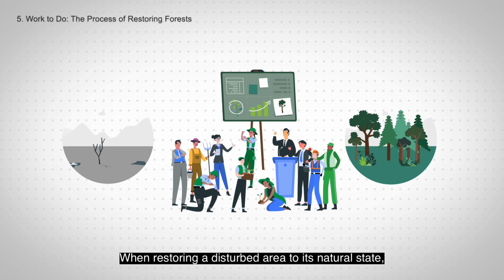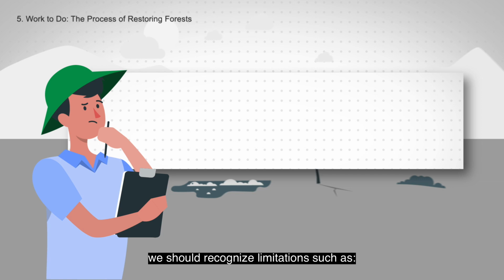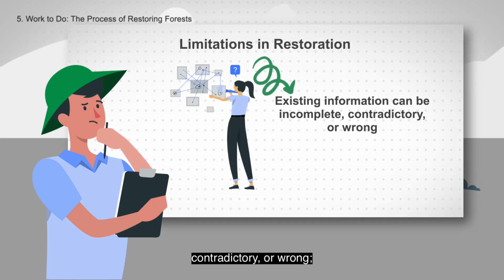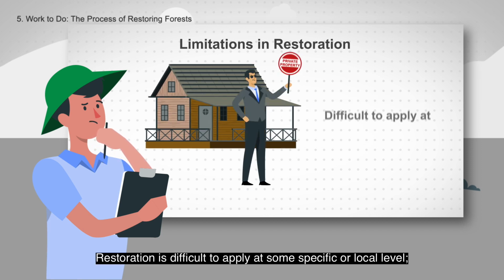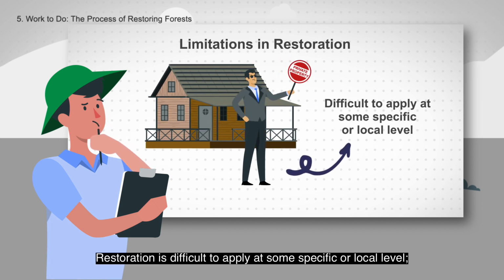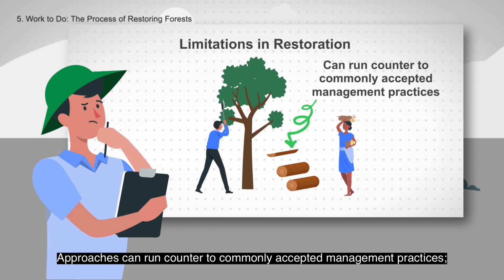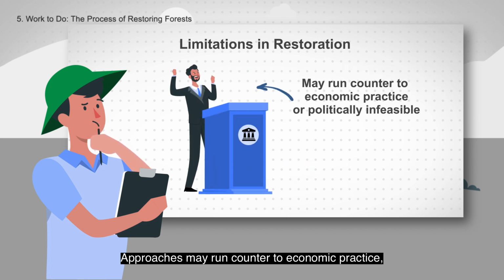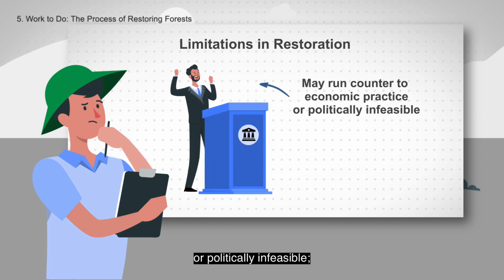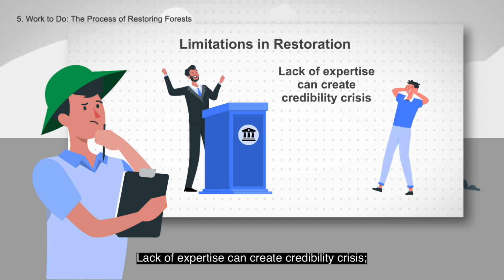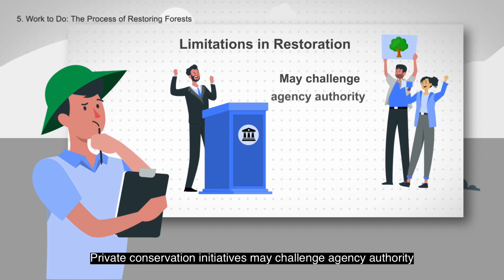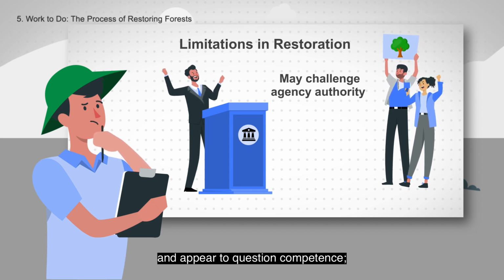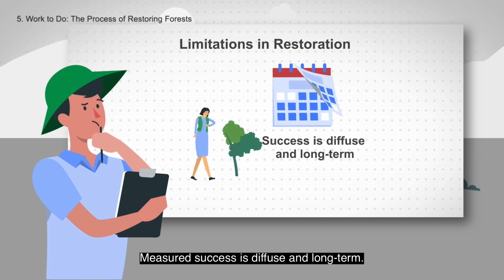When restoring a disturbed area to its natural state, we should recognize limitations, such as existing information can be incomplete, contradictory, or wrong. Restoration is difficult to apply at some specific or local level. Approaches can run counter to commonly accepted management practices. Approaches may run counter to economic practice or be politically infeasible. Lack of expertise can create credibility crisis. Private conservation initiatives may challenge agency authority and appear to question competence. Measured success is diffuse and long-term.